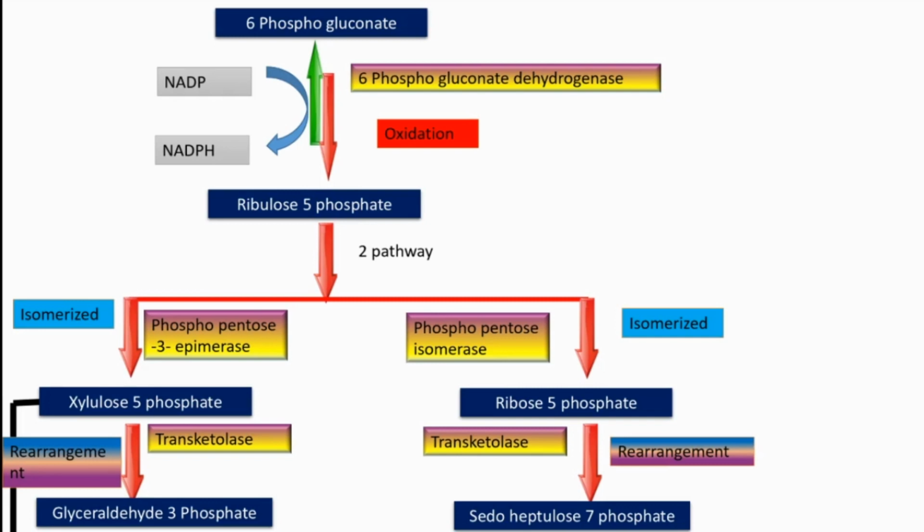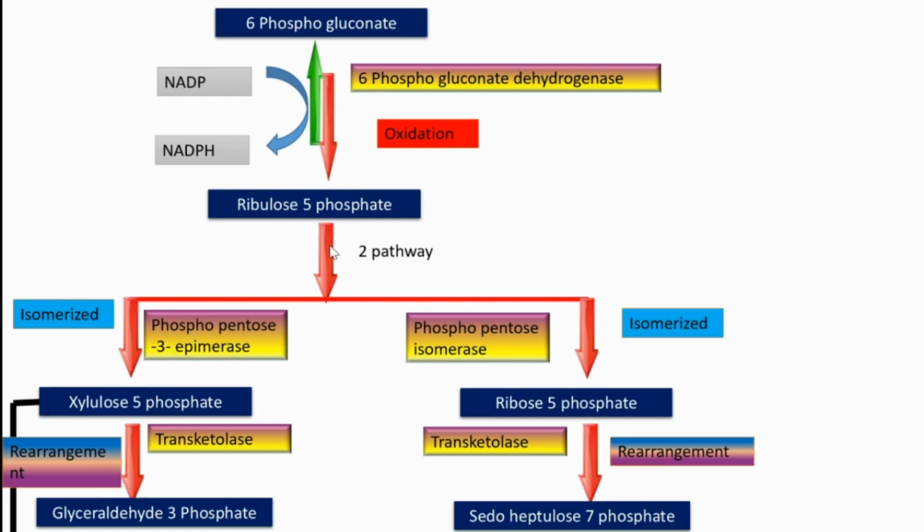Before that, we need to understand that this ribulose 5-phosphate can proceed through either of two pathways. It can either proceed through this pathway or through this pathway, based upon which enzyme acts on it first.